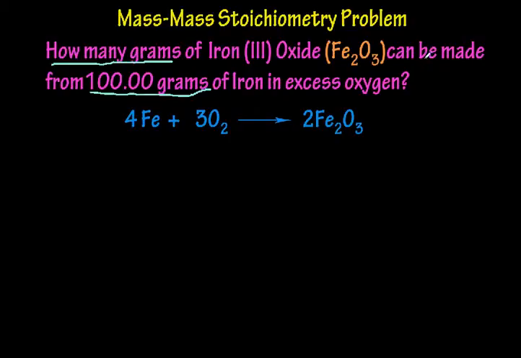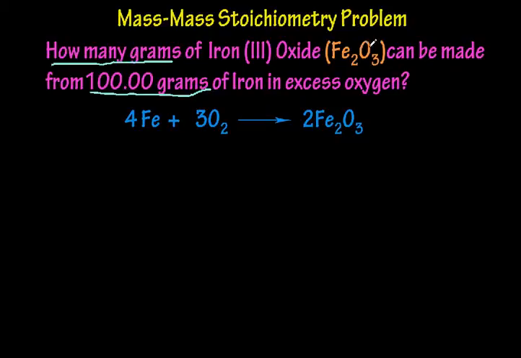So what are they asking for? They're asking for how much iron 3 oxide. Say iron 3, because the iron is going to have a charge of +3. Iron is a transition metal, and it also does a +2 charge, which would be iron 2 oxide. So iron can have 2 oxidation states, or charges, the iron 2 and the iron 3. This is iron 3 oxide.